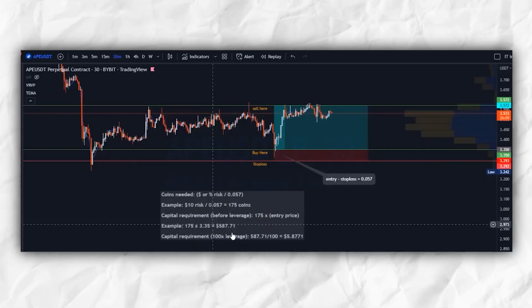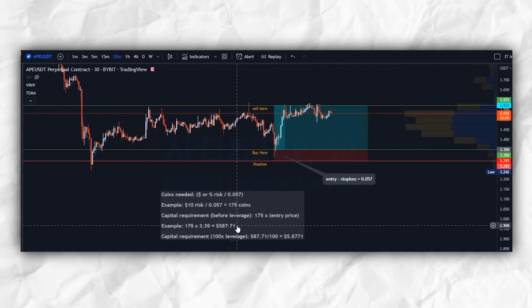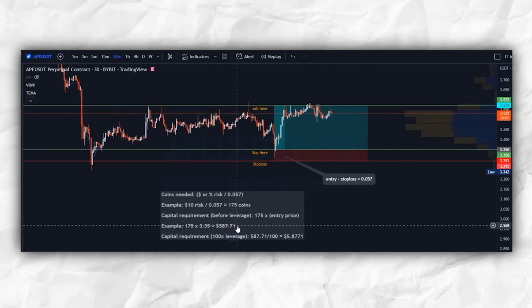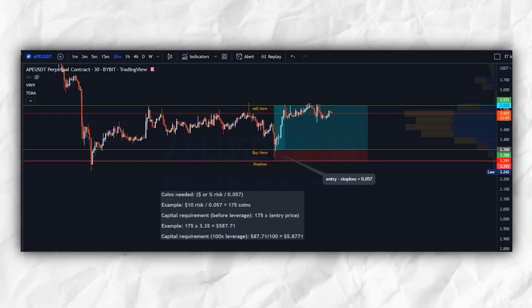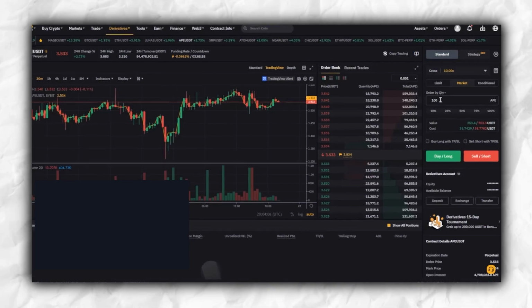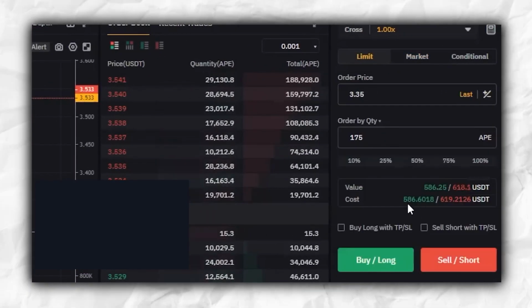This is because if we only had a $100 account, the $587 capital requirement for the trade is already 5x the size of our account, making it impossible to enter the trade without leverage. Let's take a look at Bybit and use the APE trade as an example. We need 175 coins, and the capital required is $586.